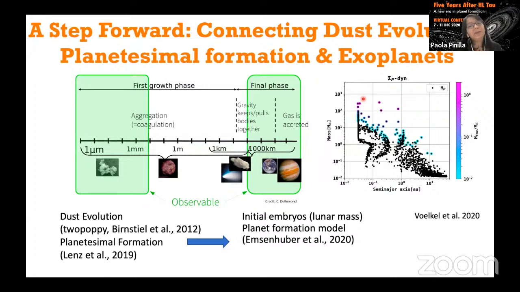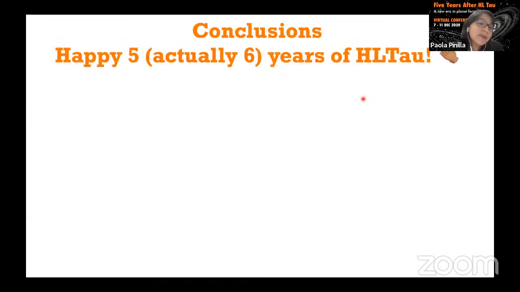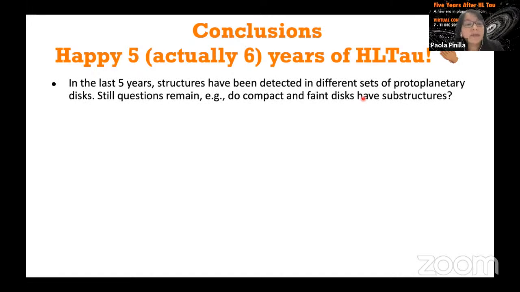And with that, I want to go to my conclusions. So first of all, happy 5, actually 6 years to everybody. This has been an amazing time. We are very privileged. So we have discovered structures in different types of protoplanetary disks, and still questions remain.